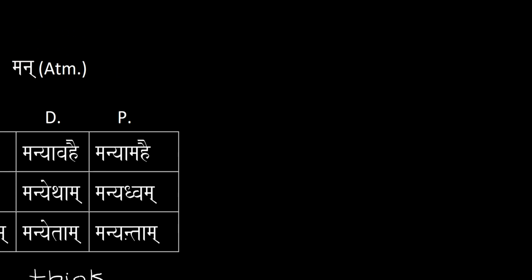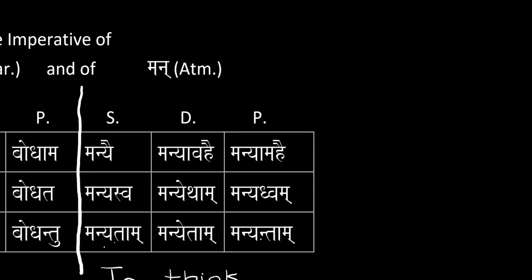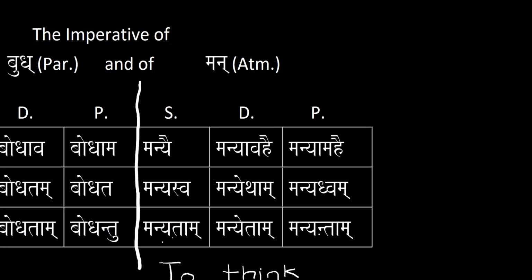So that is why, instead of these termination endings, you end up with third person singular, dual, and plural: manyatam, manyetam, and manyantam. Second person singular, dual, and plural, you have manyaswa, manyetam, and manyadwam. And then first person singular, dual, and plural, we have manyai, manyavahai, and manyamahai.